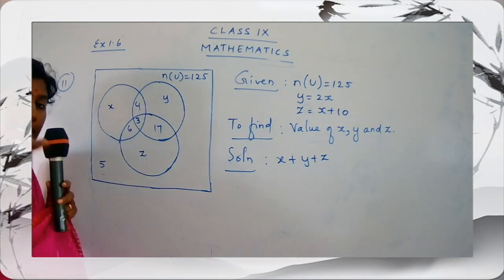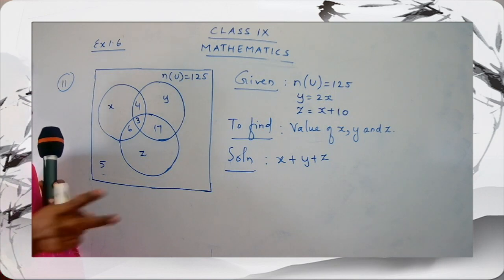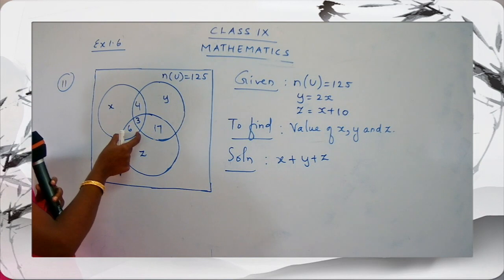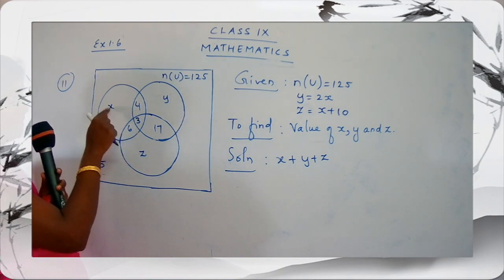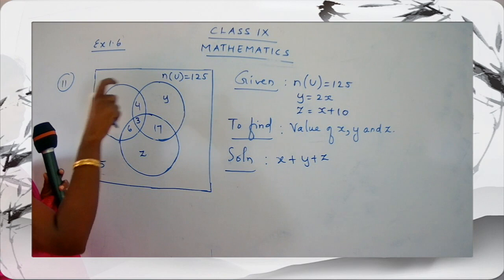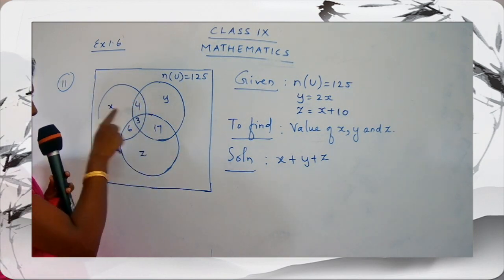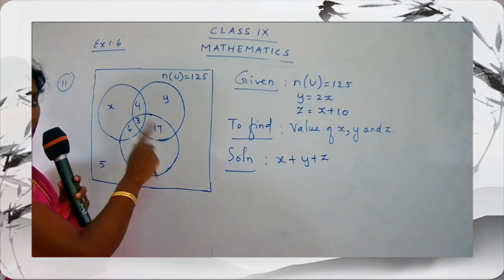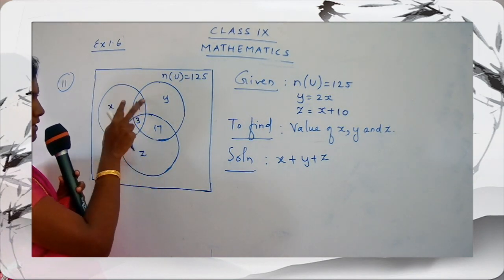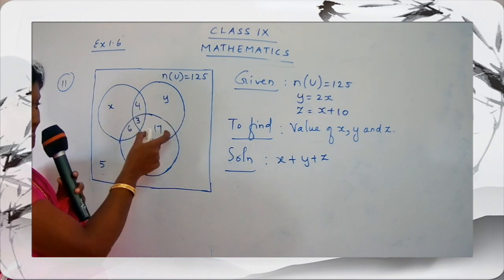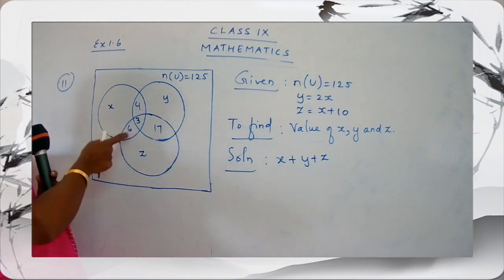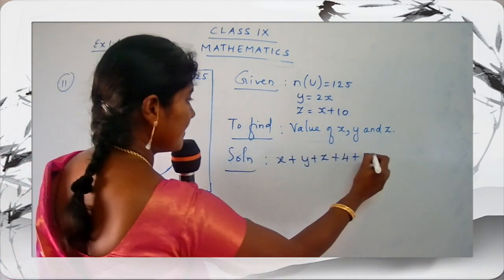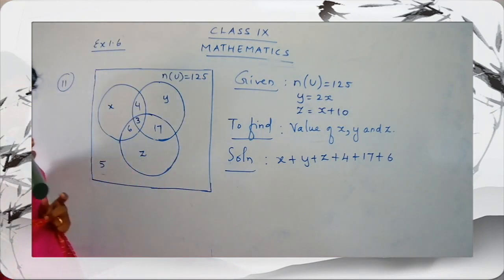Now I am going to take the sum of the intersection of two sets. That means 4, 17, 6. Are you getting my point, children? So first I have just taken the alone part, that is, we say only. So here x, y, z. Then I am going to take the common part of two sets. Here I get 4 common, for these 2 sets I get 17 and for these 2 sets I get 6. So I write down the numbers here, plus 4 plus 17 plus 6. I have taken the common part.